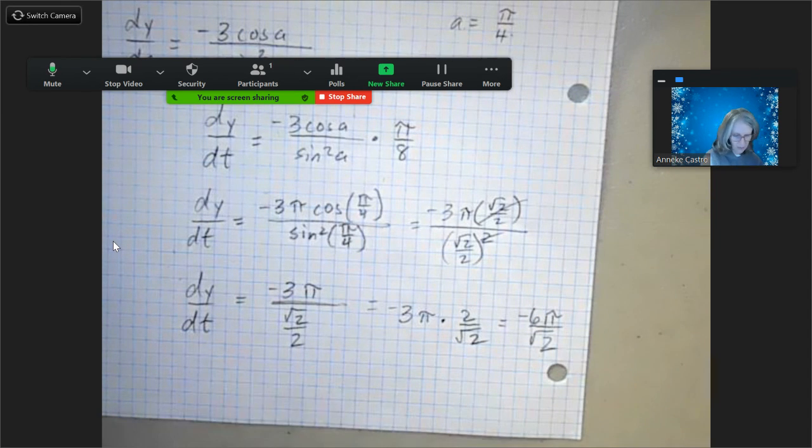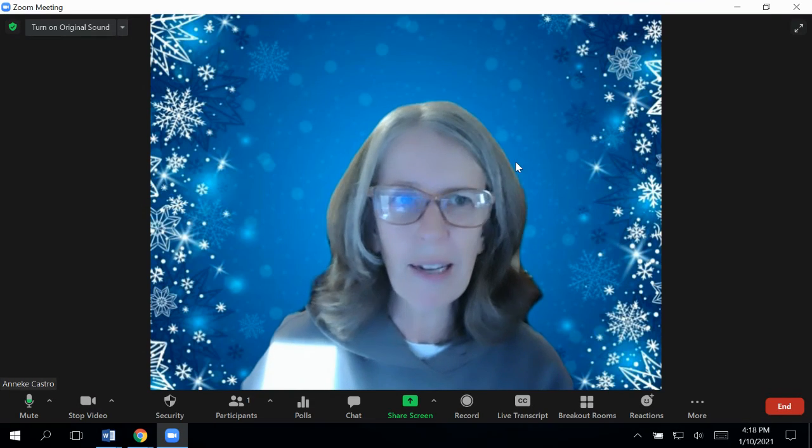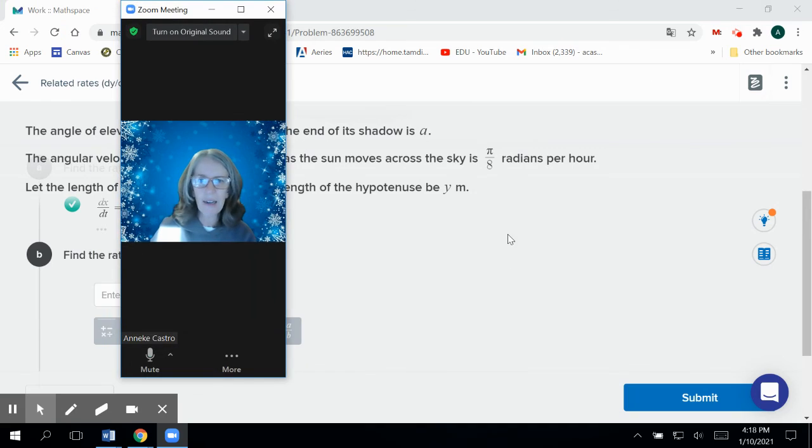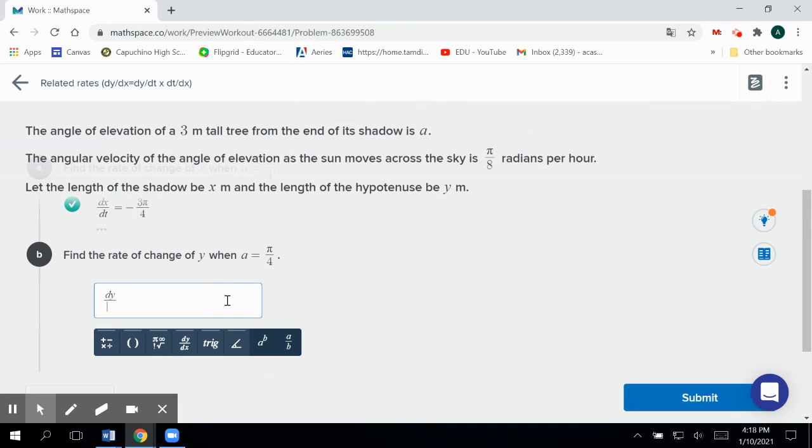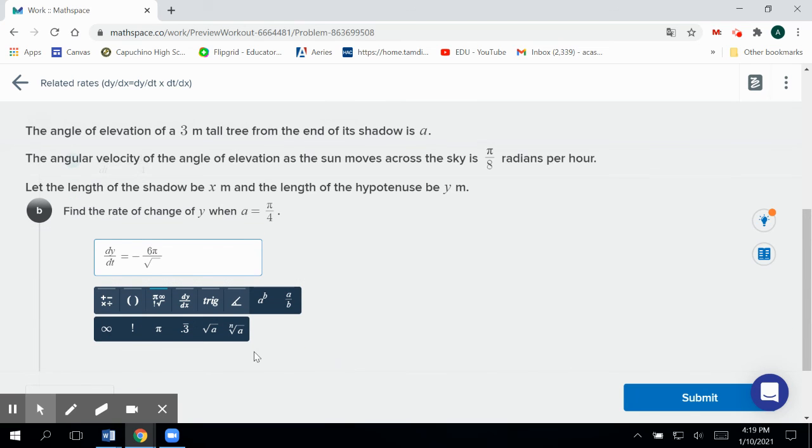Okay, let's cross our fingers and hope that that is right. All right, I learned my lesson here before. I've got to stop sharing to get out of here. Here it is. All right, so dy dt is equal to negative 6 pi over, oh, I need a square root. Square root of 2. All right, fingers crossed.